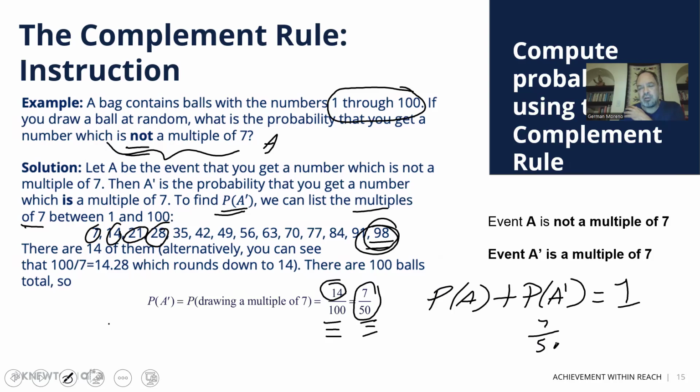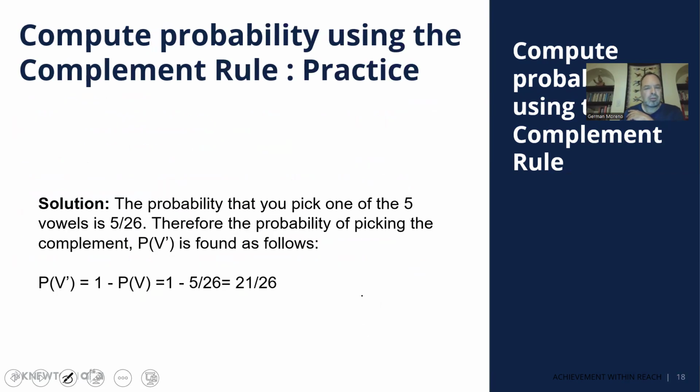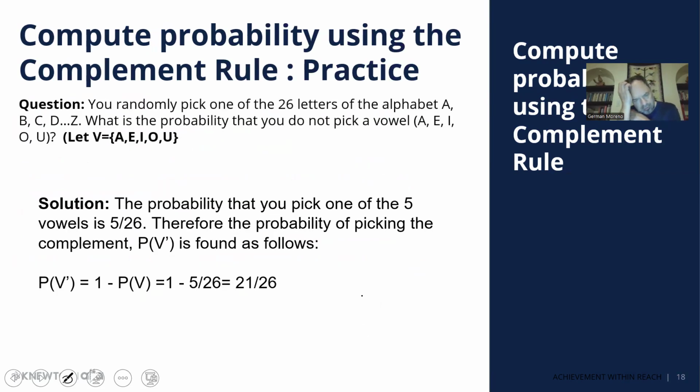So if I subtract 7 out of 50 from 1, so that's what's happening here, then you're left with 43 out of 50, and that's the probability that you draw something that is not a multiple of 7. So here's just another example where you would use this.